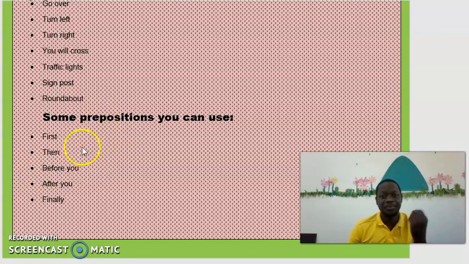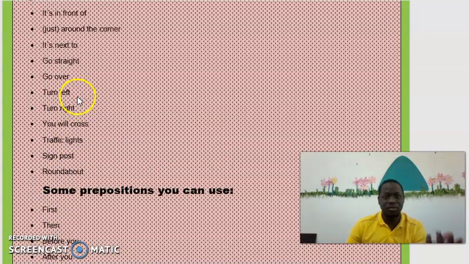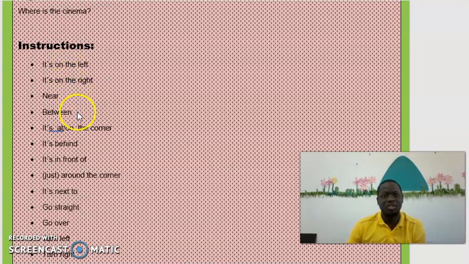You can say, first, you have to go straight, then turn left. Before you reach the junction or after you have passed the junction, finally you will get to the train station. That is how we use these words. These are supportive in case you want to use them, but I want you first of all to learn the instructions.